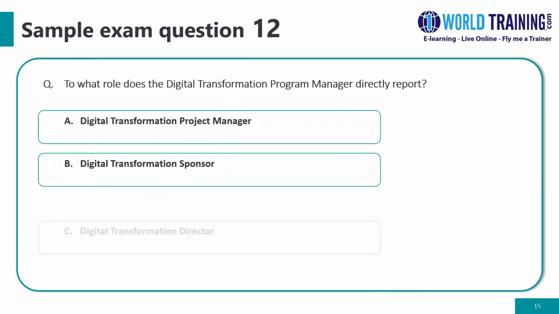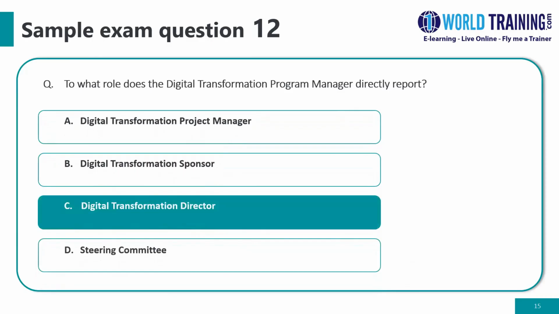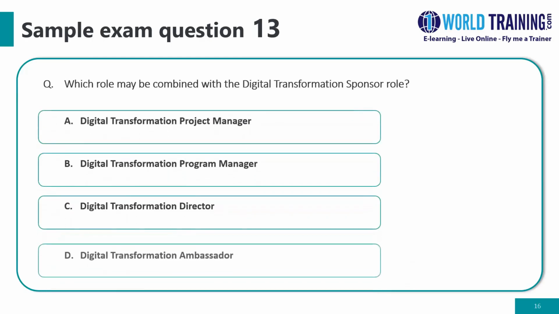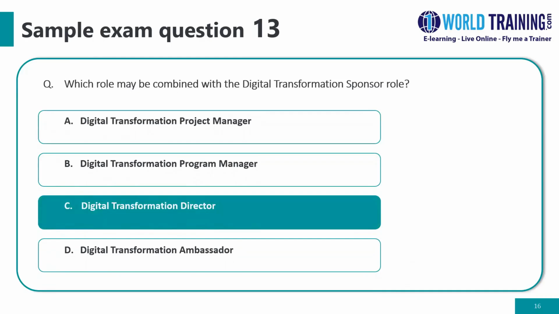Number 12, to what role does the Digital Transformation Program Manager directly report? The correct answer is C, the Digital Transformation Director. 13, which role may be combined with the Digital Transformation Sponsor role? The correct answer is C, which is the Digital Transformation Director.